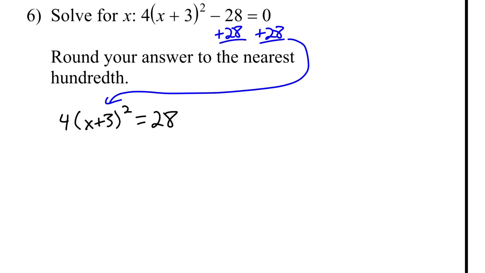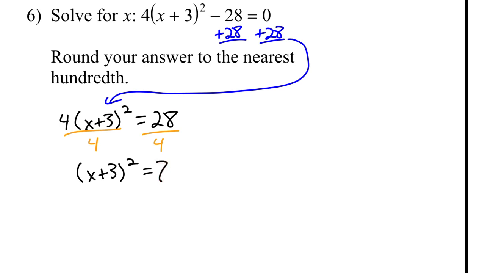Now, we're doing the reverse PEMDAS, which is SADMAP. So here the next thing I'm going to do is multiplication. So it's subtraction and addition are the first things, and that's why I did this first, SADMAP. Now multiplication and division. So I'm going to divide by 4, and that will give me the quantity x plus 3 squared is equal to 7. So this 4 divided by 4 makes a 1, and 28 divided by 4 gives us the 7.